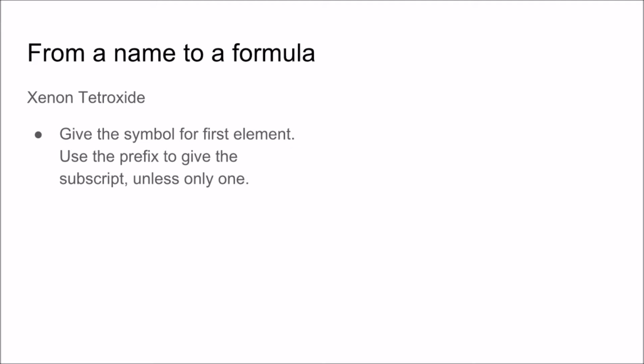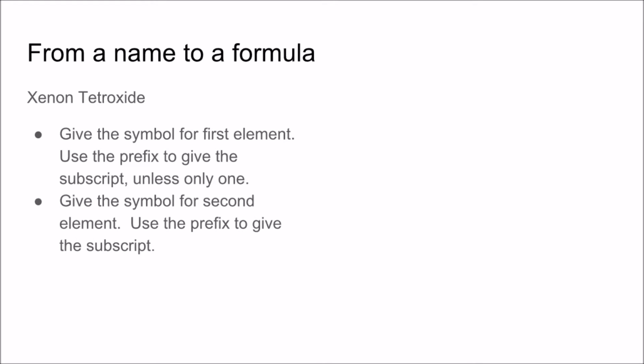So moving from a name to a formula, we've got xenon tetroxide. Let's get the formula for that. We need to give the symbol for the first element. Now, if there is no prefix, like a di or a tri, that means that there must be only one. We're going to give the symbol for the second element and use the prefix to tell us what the subscript should be. So XeO4, and the 4 comes from the tetra, and there is no prefix on the xenon, so that must mean there's only one of those.